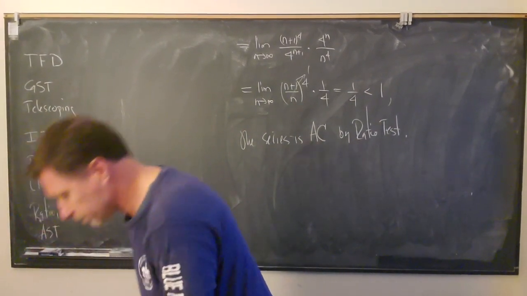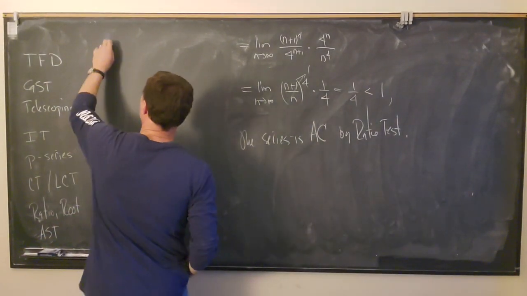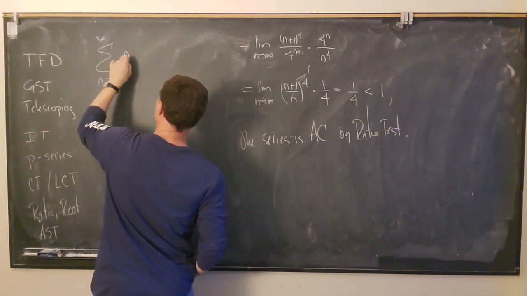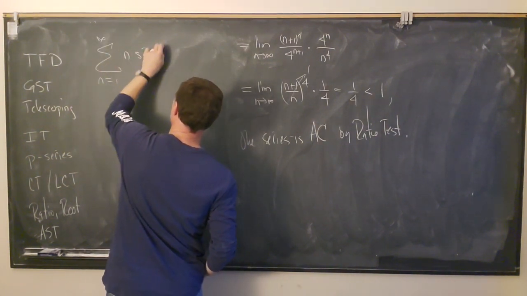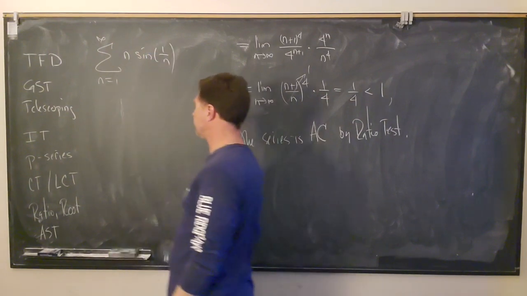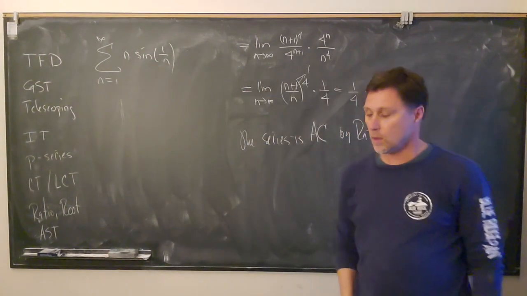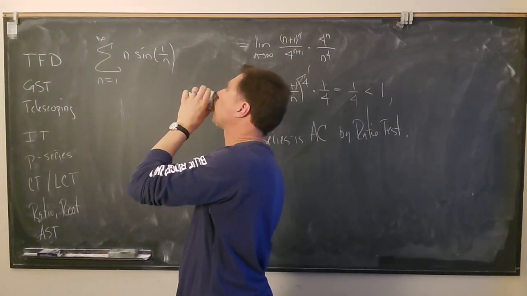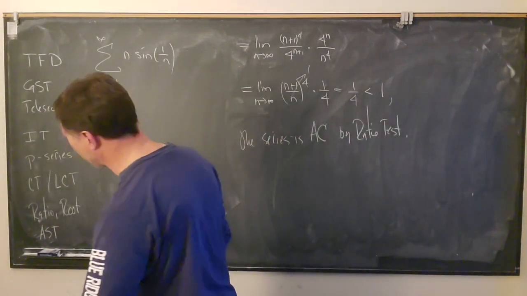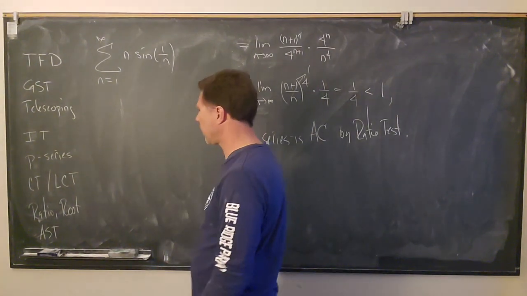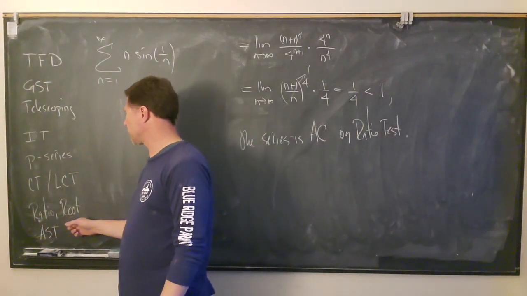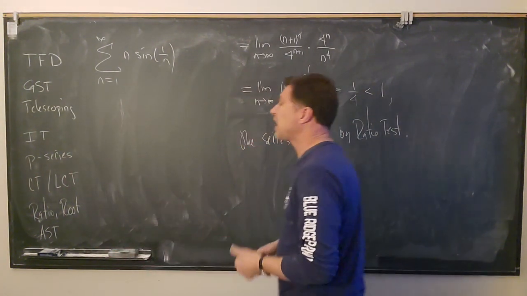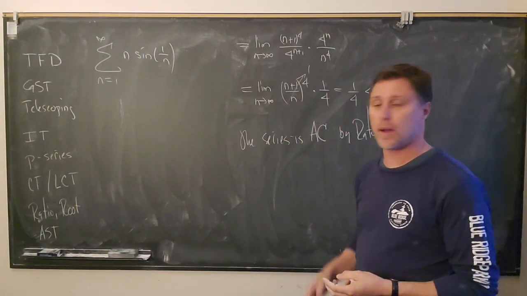Next one. Sum n equals 1 to infinity n times sine of 1 over n. Now, sometimes it's kind of clear what test to use, right? When the ratio test, the root test, comparison or limit comparison, p-series, those ones are fairly obvious. Integral test is sort of the one that I'm not going to try.